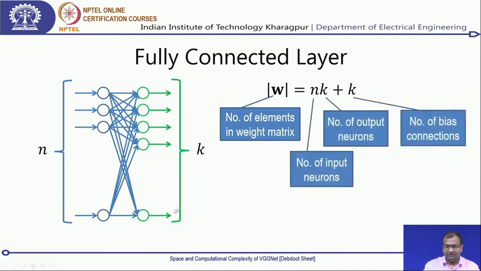So, you will have n number of neurons and k number of output neurons. This is n into k, which is the total number of connections, and you have k number of biases. And this whole thing can now be represented as n plus 1 into k, right. So, that is what we had done. Now, this is for a fully connected layer. What it essentially gives is the total number of elements which make up this weight matrix. Now, it does not give me exactly the size in terms of bytes.